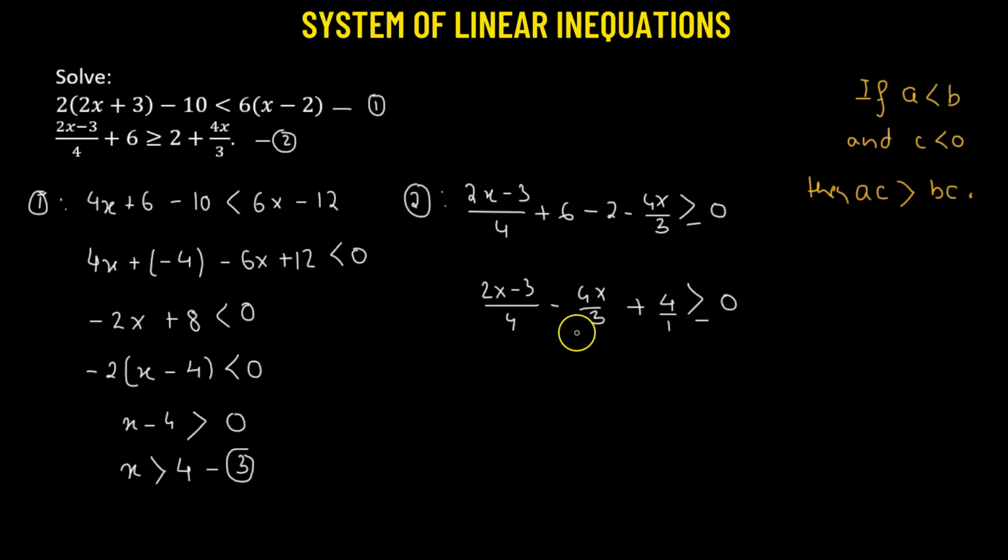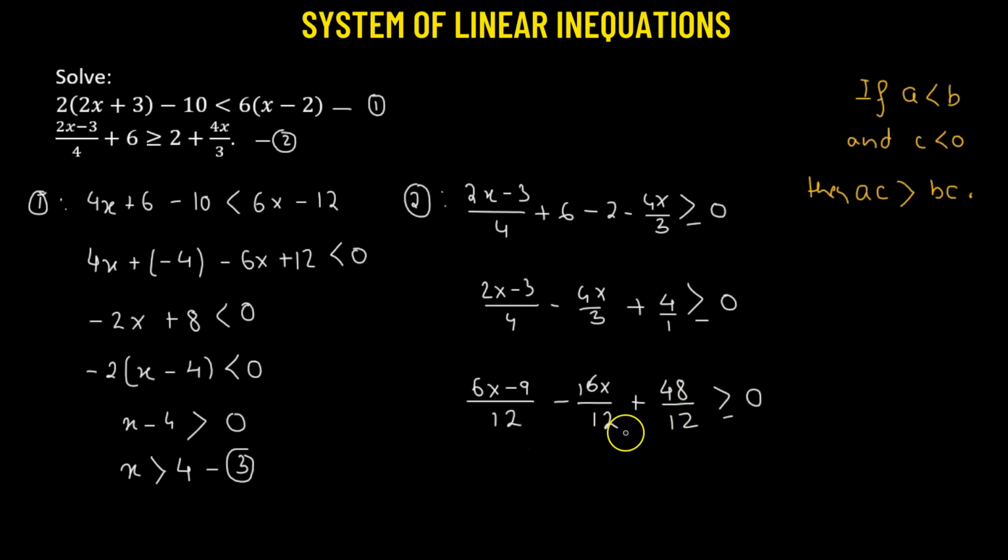Now the common denominator will be 12. So we'll make the denominator of the first term 12. To do that, we'll multiply both the numerator and the denominator by 3. So multiplying the numerator 2x minus 3 by 3, we get (6x minus 9) divided by 12. Then we want to make the denominator of the second term 12, so we'll have to multiply by 4. That gives us 16x divided by 12. Plus, to make the denominator 12, we multiply the numerator and the denominator by 12. So we have 12 times 4, which is 48, divided by 12, greater than or equal to 0.